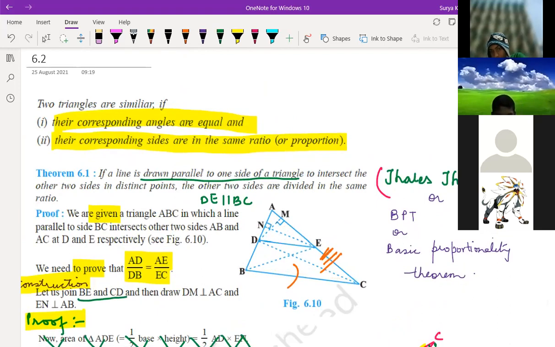Is it clear, children? You have to understand the question: what is the theorem they are saying over here? Did you at least understand the theorem? If any line is drawn parallel to one side of a triangle, then what happens? Try to understand again, I'm telling you: if this line is parallel to this line, then AD by DB is equal to AE by EC.